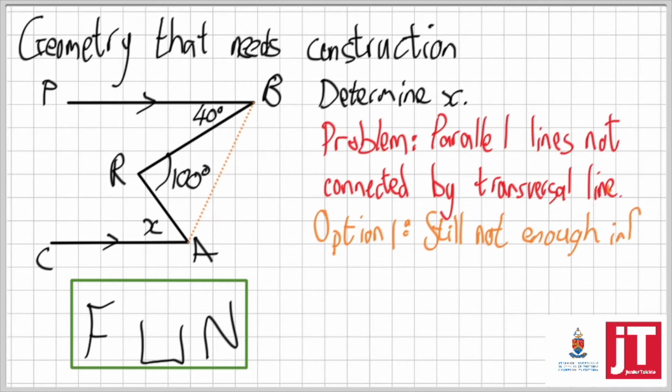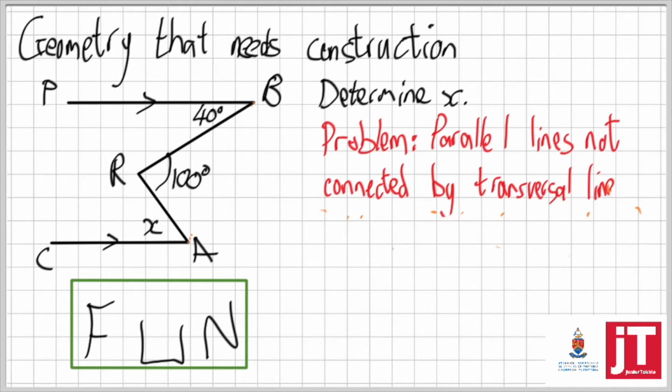If I look at this, ladies and gents, even if I do that, I'm going to be sitting with angles that I know nothing about. That angle RAB and RBA, I know nothing about. There's my issue. So now what? That means option 1 is not going to be plausible. So let's try again. Let's erase option 1 and look at option 2.